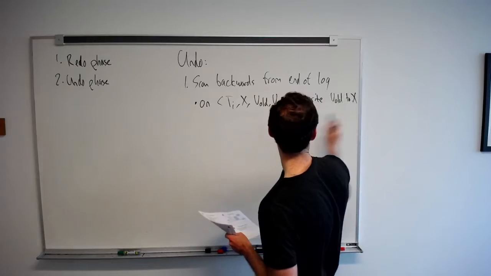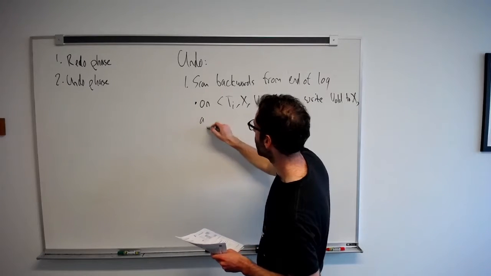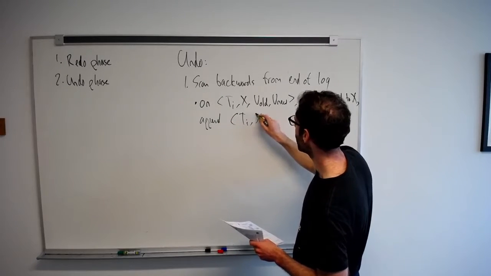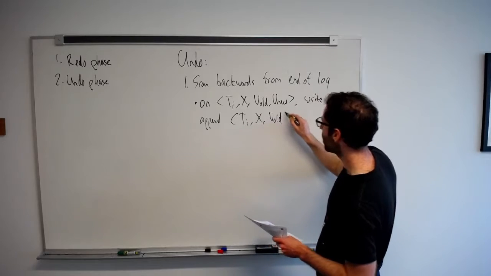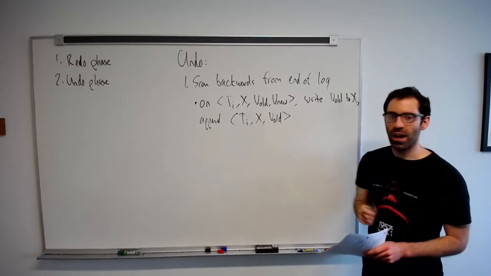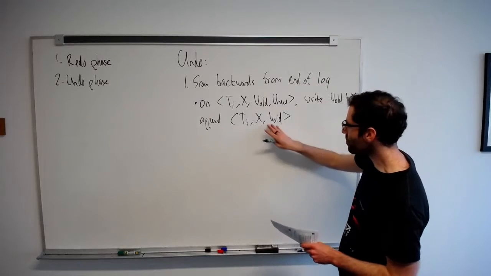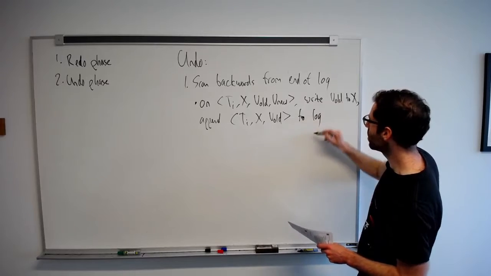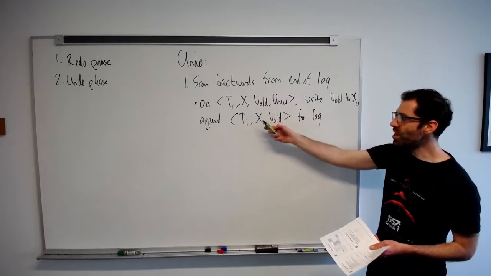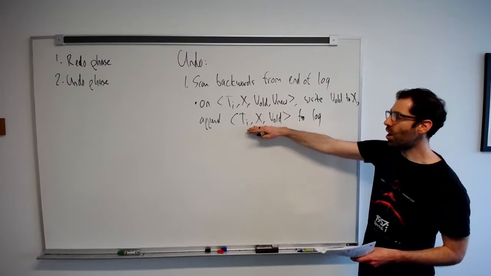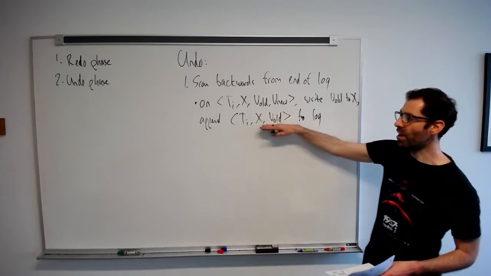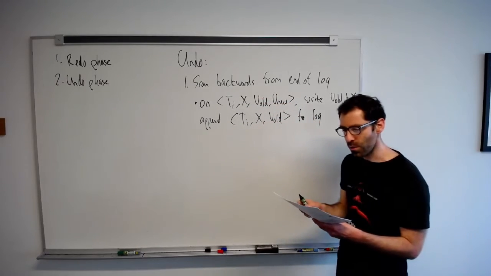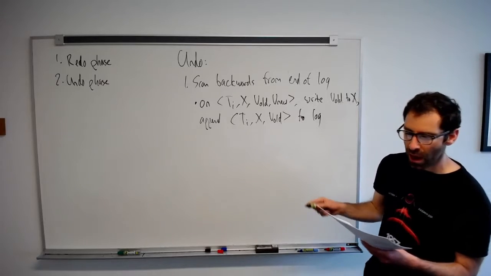And at that point, we're going to append our record R T_i, X, V_old, our redo only record, to the log to record that we did undo this, and in the case of another crash, we want to make sure that this is redone, and will ensure that X will have the correct value upon another recovery.